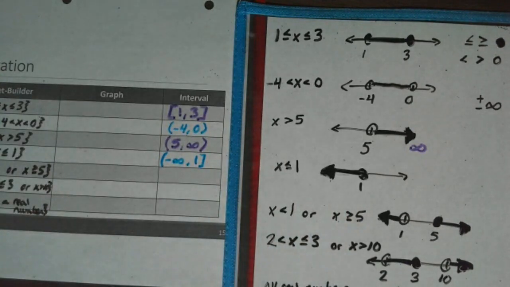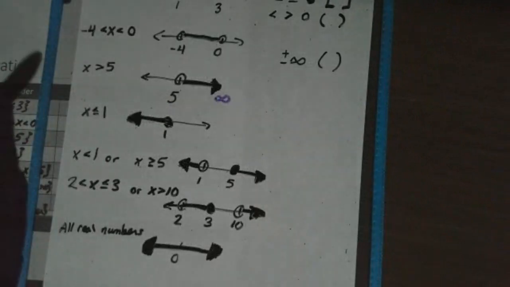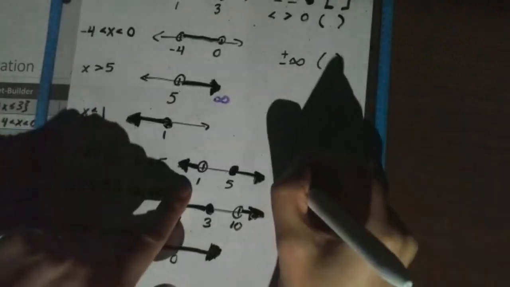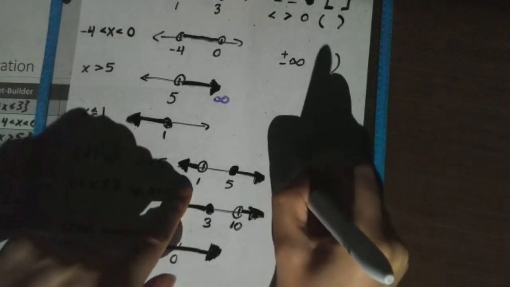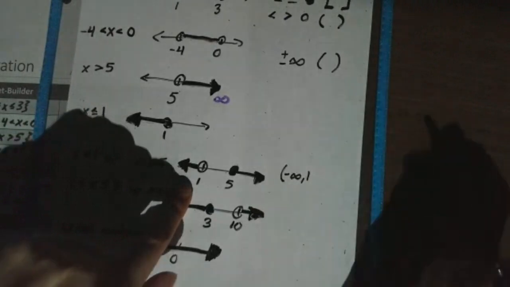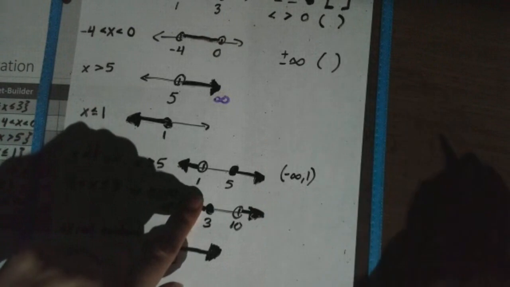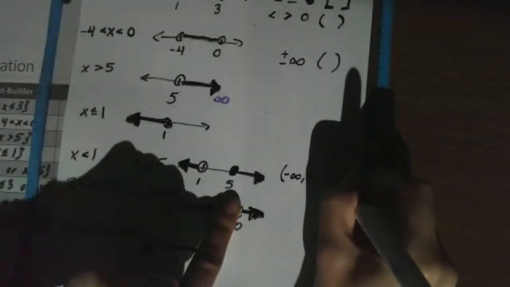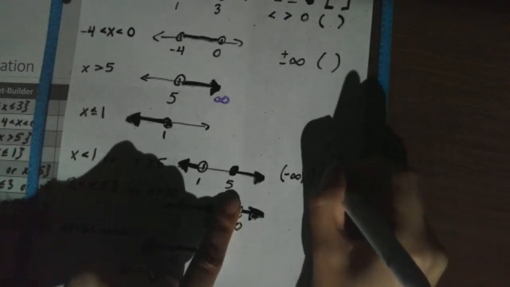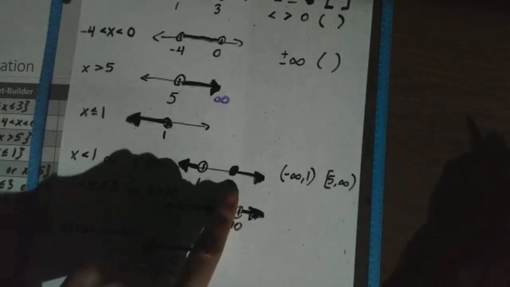Next up, we have x is less than 1 or x is greater than or equal to 5. And I don't think I'm going to have room to write this one, so I'm just going to come back to this. Here's our graph. So it looks like here we have negative infinity up to 1, and 1 would have parentheses because it's an open circle. Over here, we would have 5 to infinity, and 5 would have a bracket because it's a closed circle.